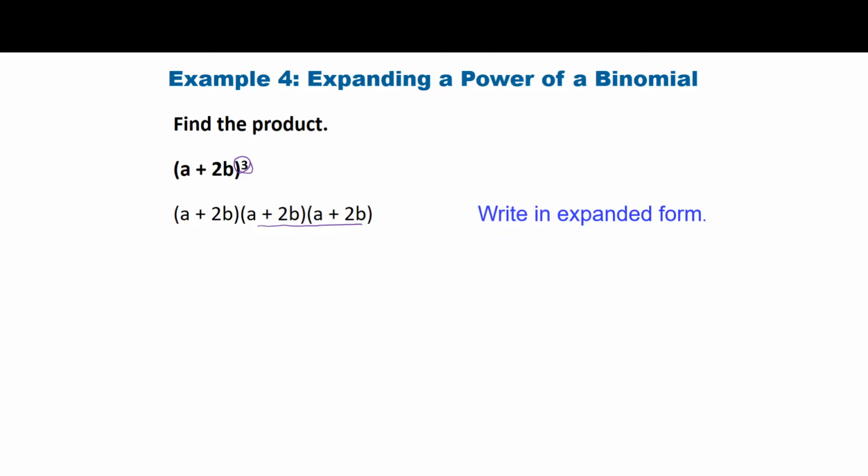And again, we're just going to be doing it by FOIL. We're so used to that. A times A is A squared. A times 2B is plus 2AB.